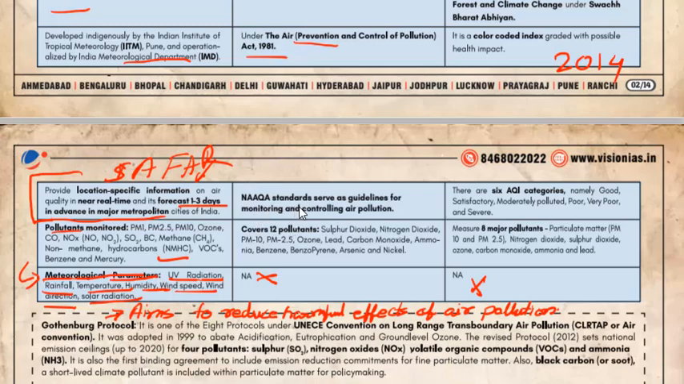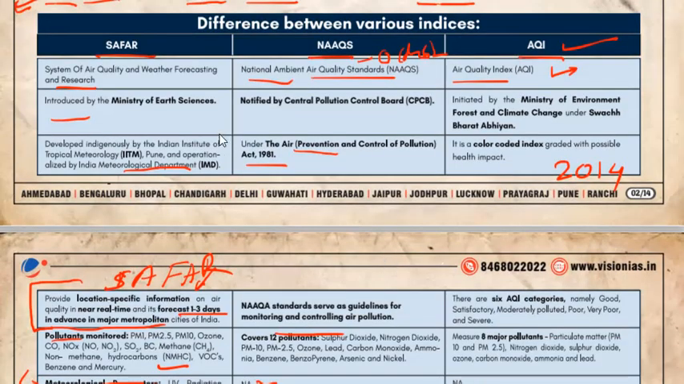NAAQS standards serve as a guideline for monitoring and controlling air pollution. It covers 12 pollutants, and the different names of the pollutants are given. First thing, if we already have SAFAR and NAAQS, then what is the use of the Air Quality Index?